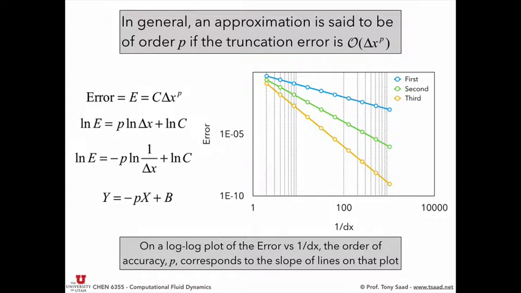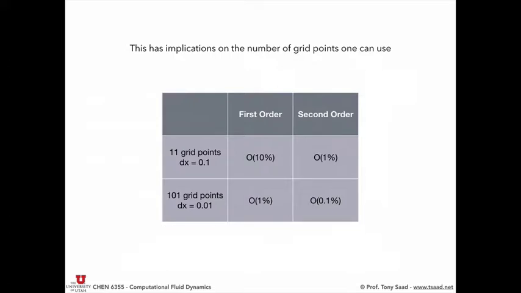Now this has serious implications in practice. Let's say you have a grid, you're solving a problem, okay? Let's say you start with 11 grid points. So that's 10 intervals. Your delta x is 0.1. If you're using a first order method, your error is of the order, remember, proportional to delta x. So your error is on the order of 10% for a first order method. But for a second order method, your error is on the order of 1%.